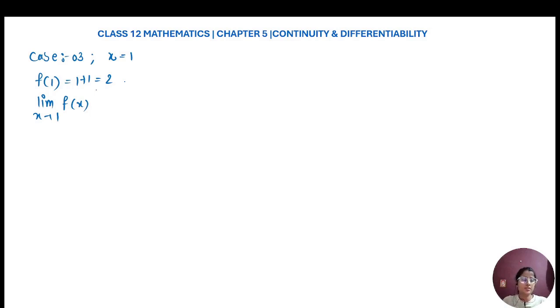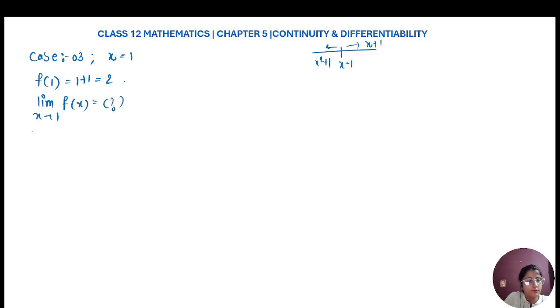If you have a situation like this, where x equals 1, for the left hand it is defined by another function, that is x square plus 1, and for the right hand it is defined by another function, that is x plus 1. Whenever you have a situation like this, always find your left hand limit, then find your right hand limit, then conclude about the limit.